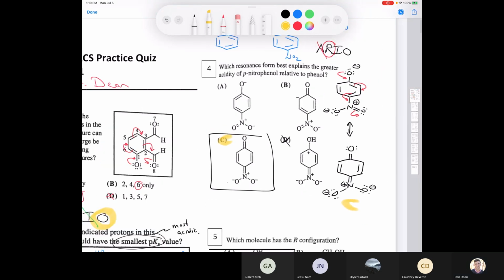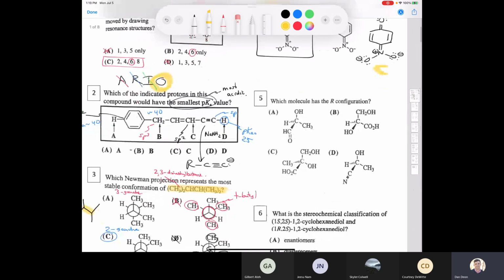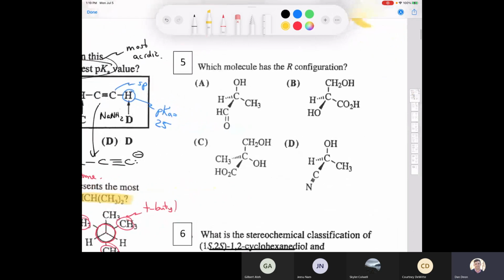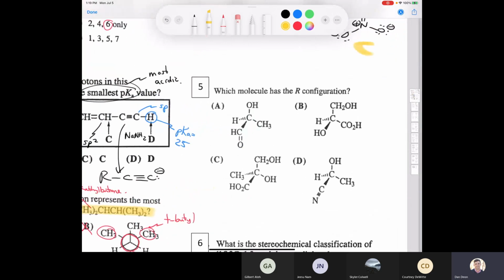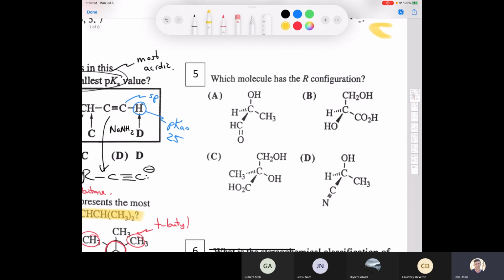C right there. Okay, let's move on to 5, and it says which molecule has the R configuration? That means that 4 of them are S, 1 of them is R. I'll give you a second to look at it, and I'll see if somebody can come up with an answer.